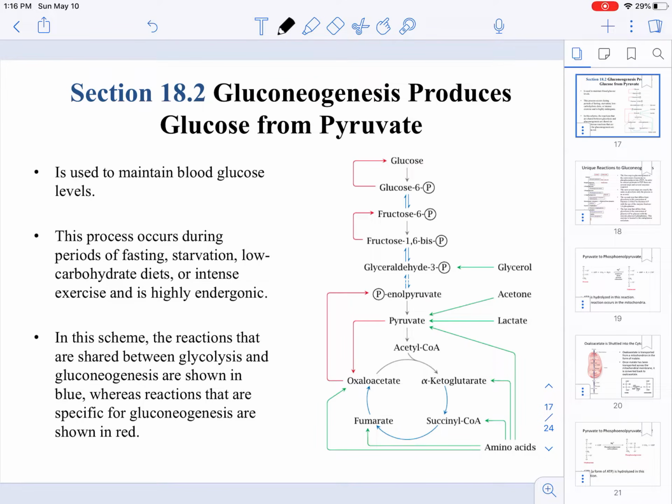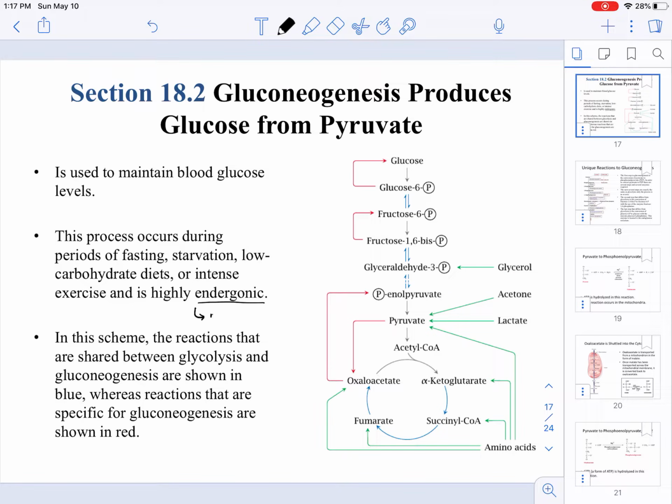And you may ask yourself, why is it that the cell has all these different ways to make glucose? What is the need for that? Well, to be honest with you, if we think about it, there are going to be instances in which the cell has to maintain blood glucose levels. During periods of fasting, starvation, low carbohydrate diets, and even intense exercise, the body needs to find a way to maintain glucose levels. Understand that gluconeogenesis is a process that is highly endergonic.